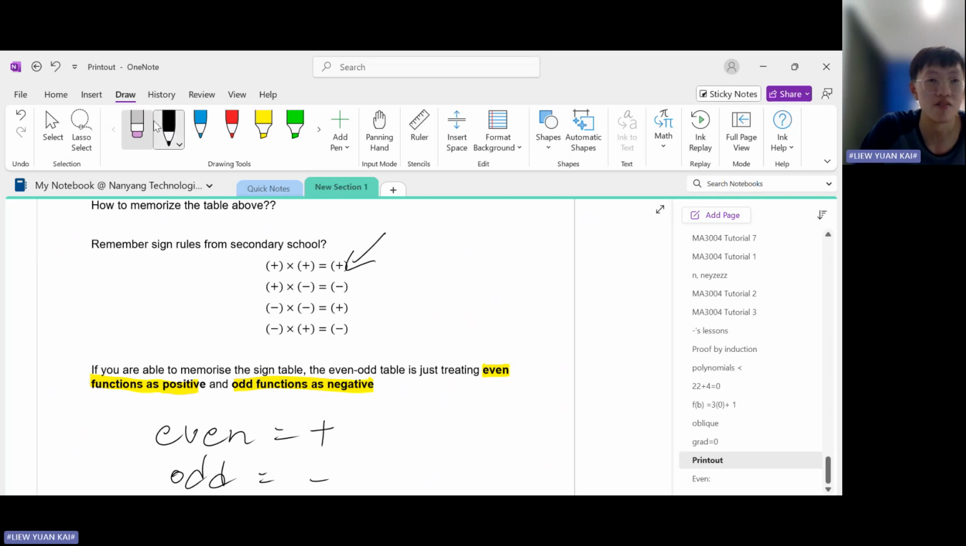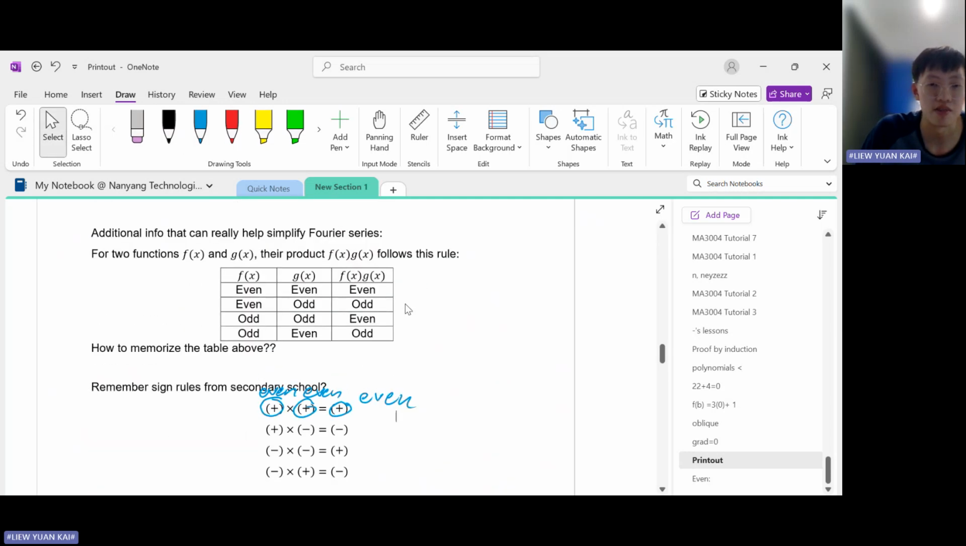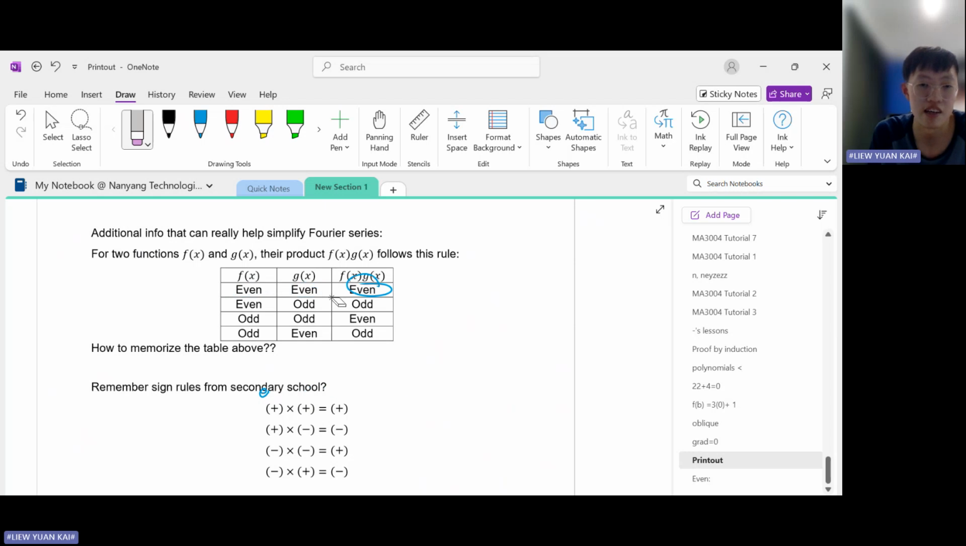So what do I mean? Remember we said that positive is even. So two positives multiplied together will also give me positive, and by this logic, positive is also even. Now let's check if this tallies with what the even and odd table says. See, even times even will give me even, because positive times positive will give you positive. Now let's check the next line.